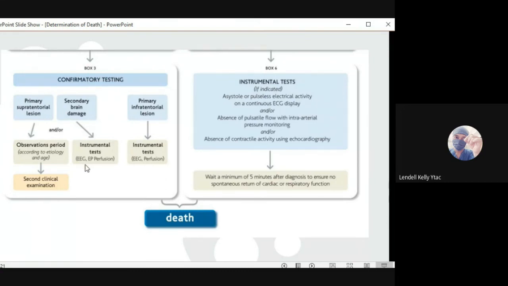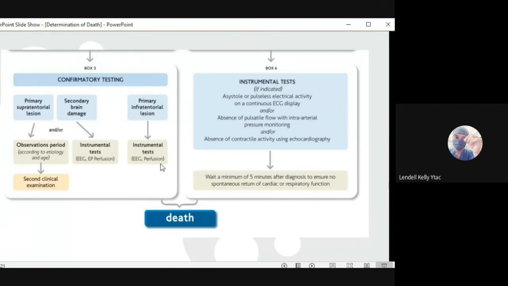The electroencephalograph, it looks at the brain functions, pag wala nang brain waves, the alpha and beta waves. Pag wala na, brain death na siya. Primary infratentorial lesion, so baba sa tentorial area. Instrumental test, EEG, and perfusion test, no?